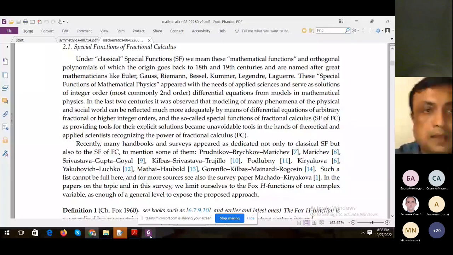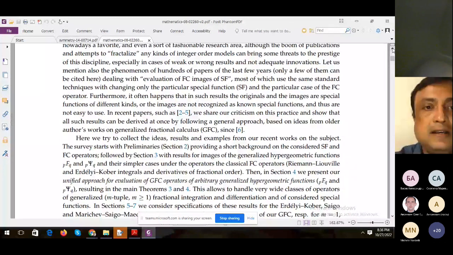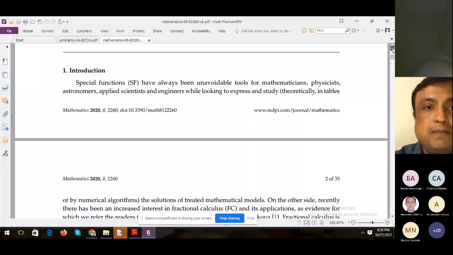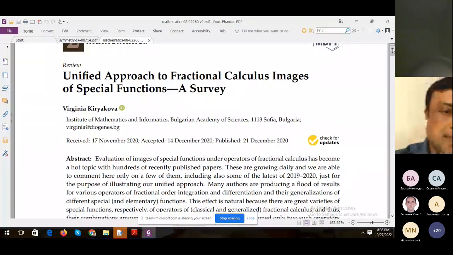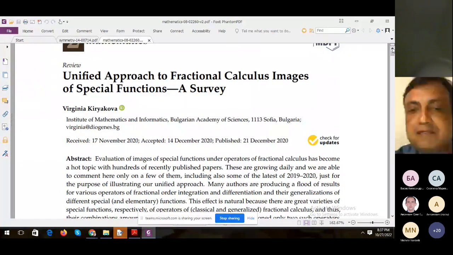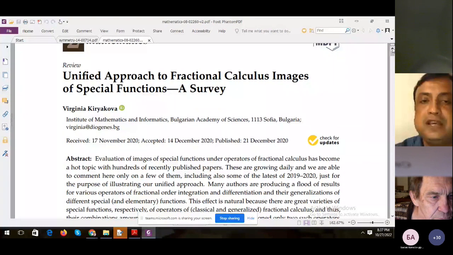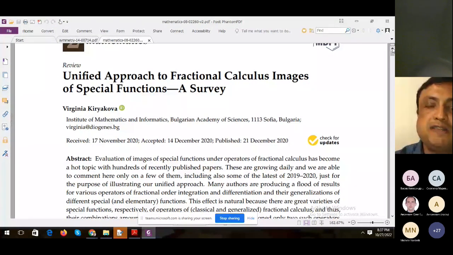Yes, this is one of the well-known papers. You can see that it is published by Professor Virginia Kiryakova. It is titled A Unified Approach to Fractional Calculus Images of Special Functions. Professor Virginia Kiryakova is a well-known scientist from the Bulgarian Academy of Sciences, and she is the editor-in-chief of one of the very, very reputed journals in the field of fractional calculus, the Journal of Fractional Calculus and Applications.